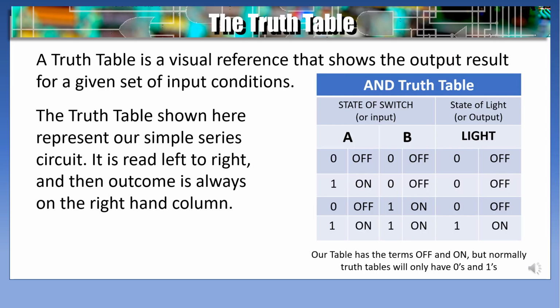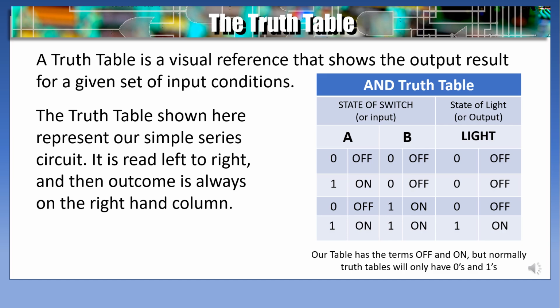Now that we have seen the results of an AND condition, we could create something we call a truth table. A truth table is a visual reference that shows the output result for a given set of input conditions. The truth table shown here is for our AND table, and it represents our simple series circuit. It is read from left to right, and the outcome is always in the right-hand column.